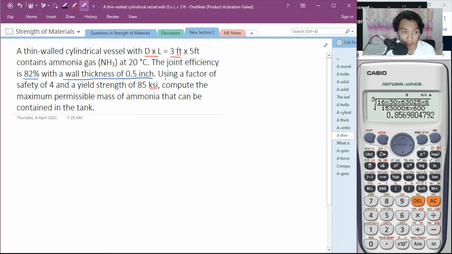with a wall thickness of 0.5 inch. Using a factor of safety of 4 and yield strength of 85 KSI, so the design stress is yield stress over factor of safety. Compute the maximum permissible mass of ammonia that can be contained in the tank. So, mass. Coming from your thermodynamics, PV is equal to MRT. That is ideal gas, the ammonia. So what we are looking for here is the mass.